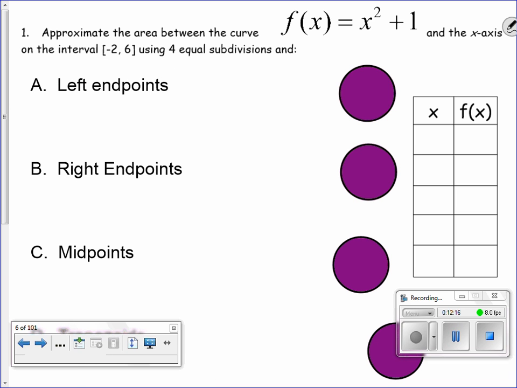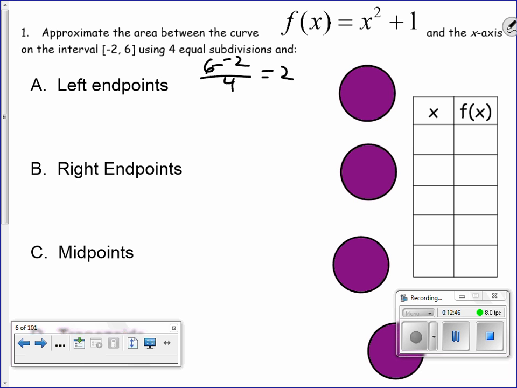Okay, so here's the deal. We got the graph of f of x equals x squared plus 1. And we want to approximate the area under that parabola from -2 to 6 using 4 equal subdivisions. So what's the first thing we got to find? The width, okay, for our rectangles. And what is that going to be? 2, because you take 6 minus -2 over 4 and 2.